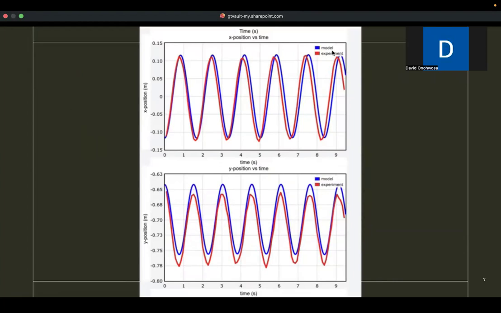Okay. Here are graphs. The blue line is the model and the red line is the experiment. As you can see in the X versus time graph, they're pretty close together, basically the entire time. And then the Y graph, there's a little bit more discrepancy, but they are moving in like relatively the same manner.